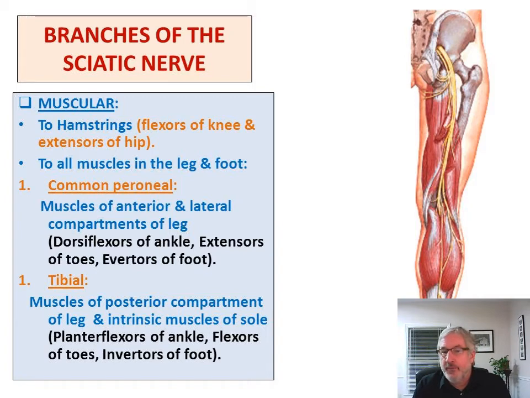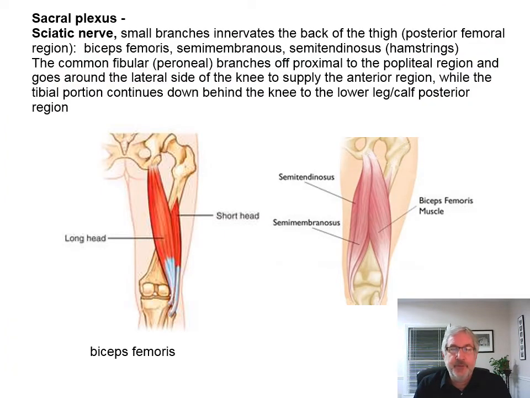So that's just showing the branches again. I'm not going to go over that. Next slide. So this is showing the muscles of the femoris, biceps femoris, and the muscles of the hamstrings, the semitendinosus and semimembranosus muscles, with the sciatic nerve branches innervating them. Next slide.